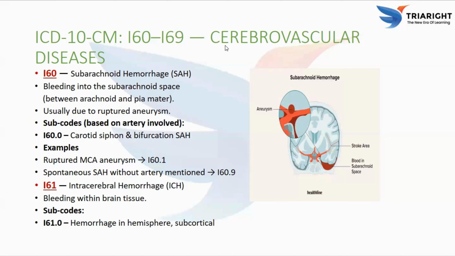What are the common causes for these two diseases? You can see hypertension, AV malformations, trauma, and also anticoagulant therapy. A subcode of I61 is I61.0, hemorrhage in hemisphere, subcortical. The bleeding is located under the cortex, in the white matter region.